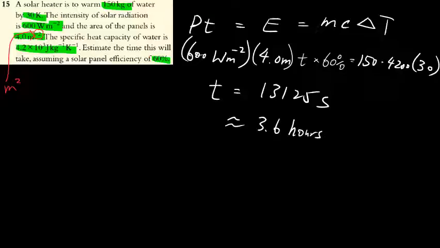Question 15 is also very similar. You have the power from the solar heater, and then the mc delta T for the energy transferred to water. Pay attention that the question has some problem. This should surely be meter squared instead of meter to the minus 2, because it's talking about the area.